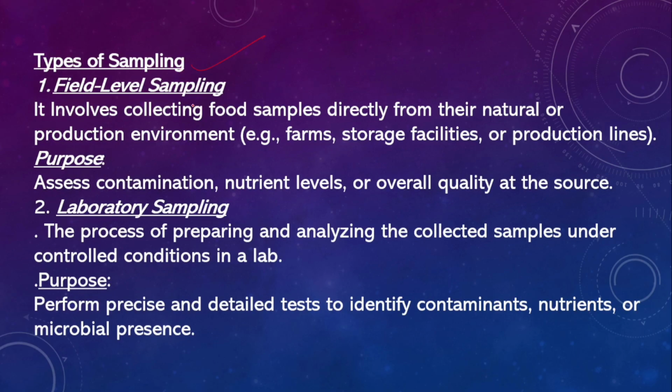And what are the types of sampling? There are two types of sampling, field level sampling and laboratory sampling. Field level sampling involves collecting food samples directly from their natural or production environment, that is, from farms, storage facilities or production lines. The purpose is to assess contamination, nutritional levels or the overall quality at the source. Next, coming to laboratory sampling, it is a process of preparing and analyzing the collected samples under controlled conditions in a lab. It performs precise and detailed tests to identify contaminants, nutrients and microbial presence.